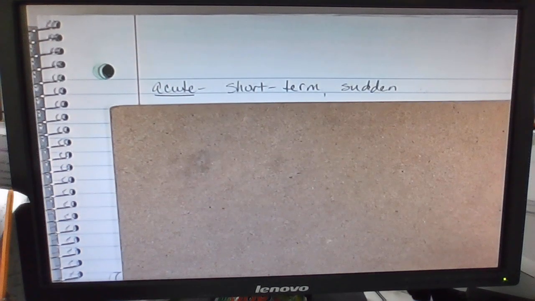When we talk about illnesses resulting from pollutants, a lot of times we'll say acute, chronic, congenital. We talk about illnesses in terms of acute, chronic, and congenital. If it's acute, that means short-term, sudden. Generally speaking, get away from the pollutant and it'll be all right.